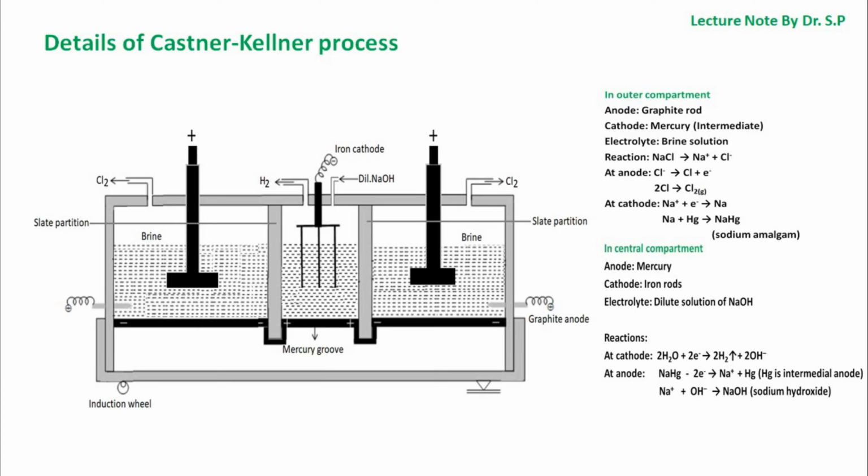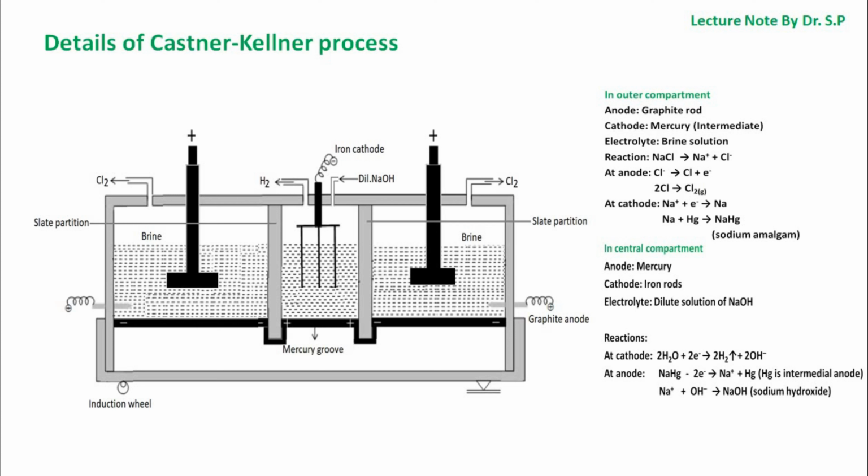Details of Castner Kellner process for the manufacture of sodium hydroxide. Here we can see the apparatus is divided into 3 compartments. Out of these 3 compartments we can see 2 types of cells. The 2 types of cells are separated by slate partition. The middle cell or compartment is a common cell compartment for the 2 outer cell compartments.